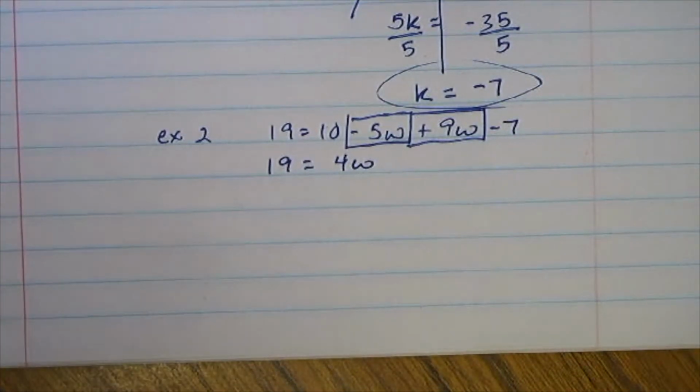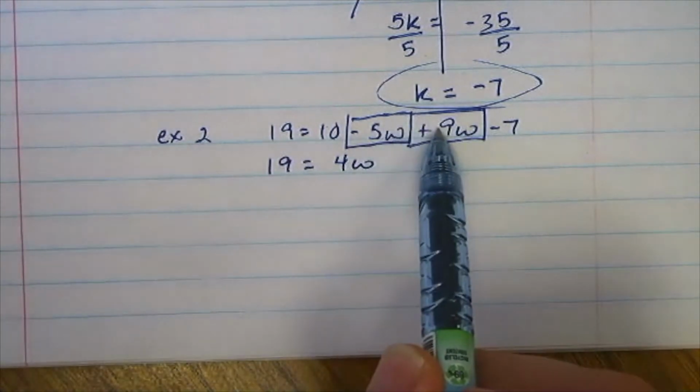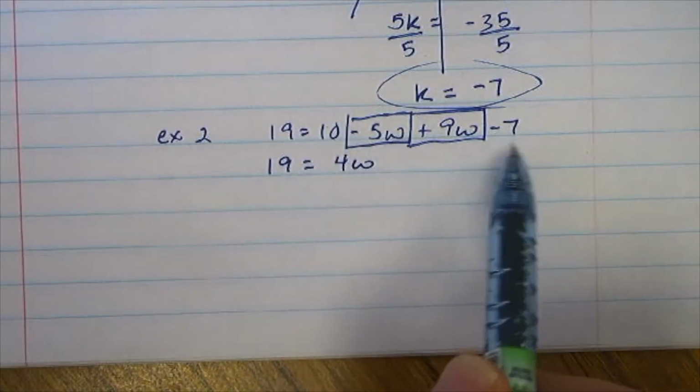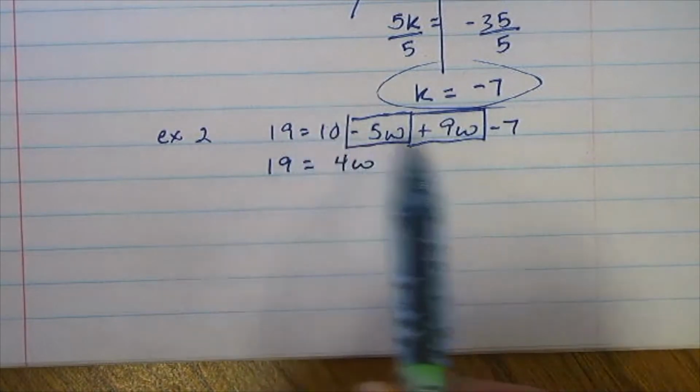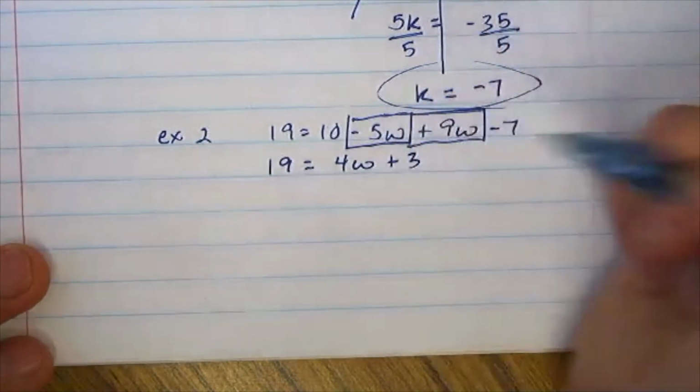I'm not going to write the plus sign out front because we don't do that. We know a number is positive if it doesn't have a negative. And then once those are combined, we kind of ignore them. And so you've got a +10 and a -7. So basically 10 minus 7. And so that's a +3.